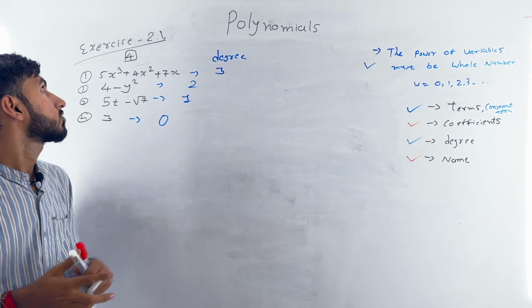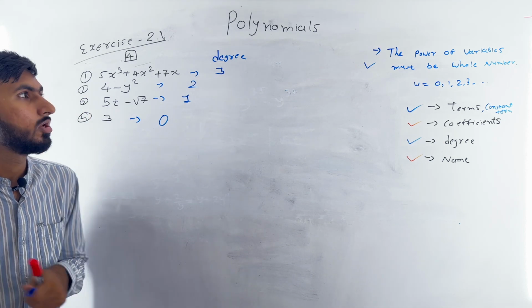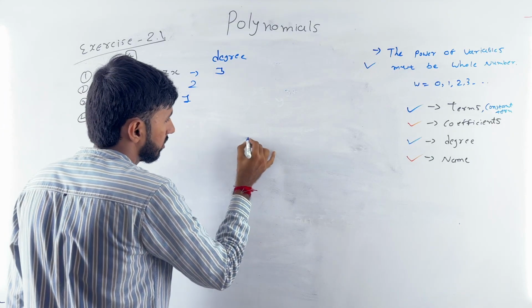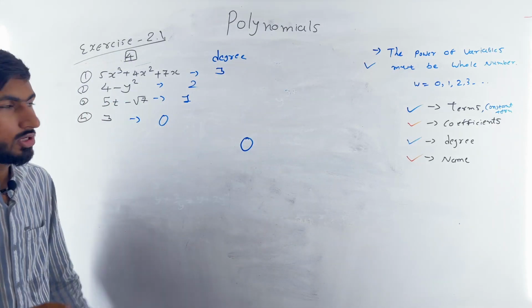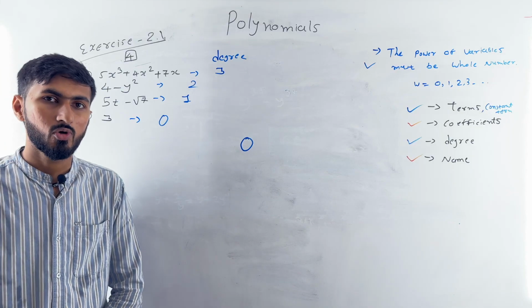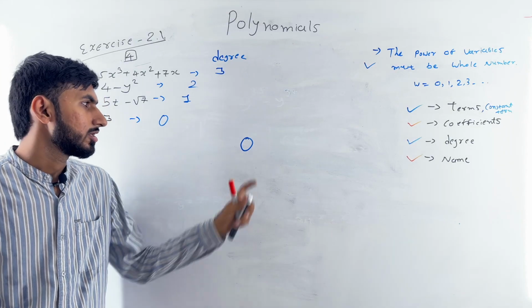So this is our fourth question. Now let us see, is 0 a polynomial? First of all, give me the answer. Is 0 a polynomial? Yes.